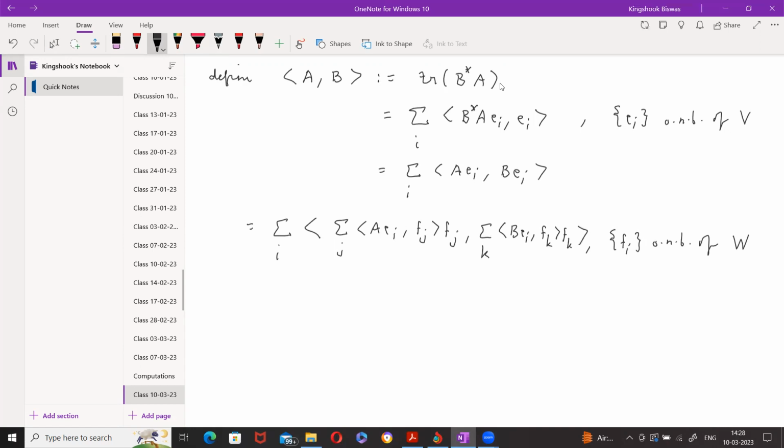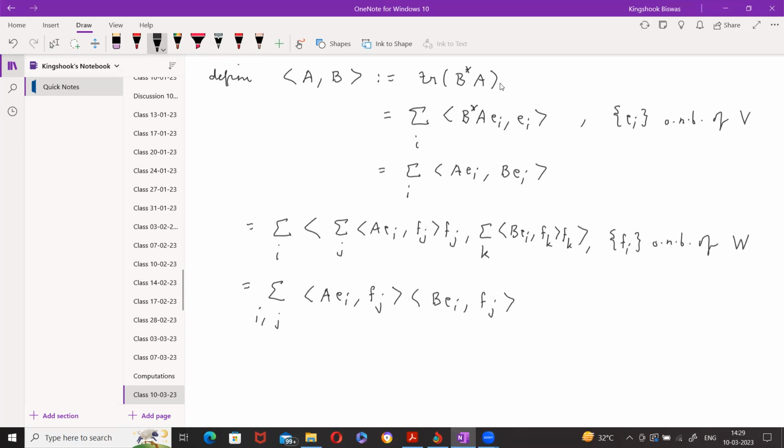Now, when I do a sum over j and k, what will happen? I'll get the inner product of f_j with f_k coming out. So that will be delta_jk. So then k has to equal j. So then I'll just get a sum over i and j of this coefficient times this coefficient, where k is equal to j. So I'll get the inner product of A e_i with f_j times the inner product of B e_i with f_j.